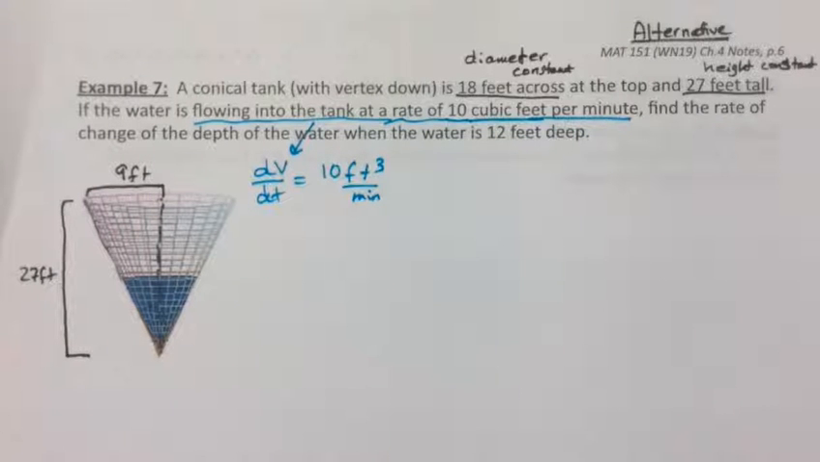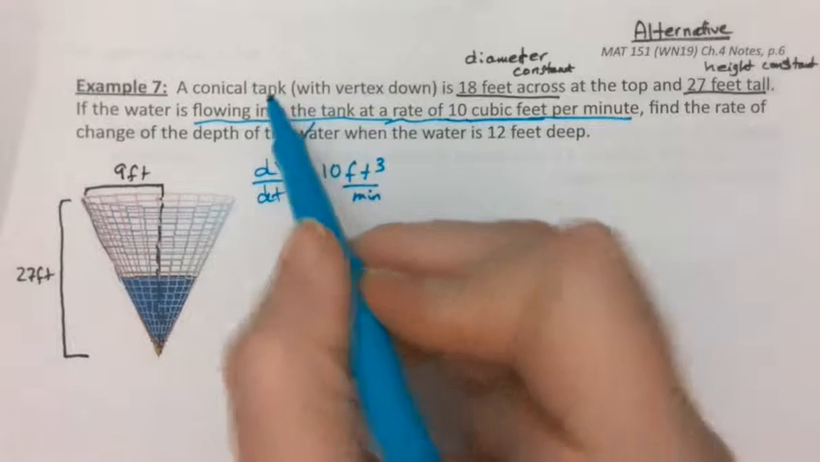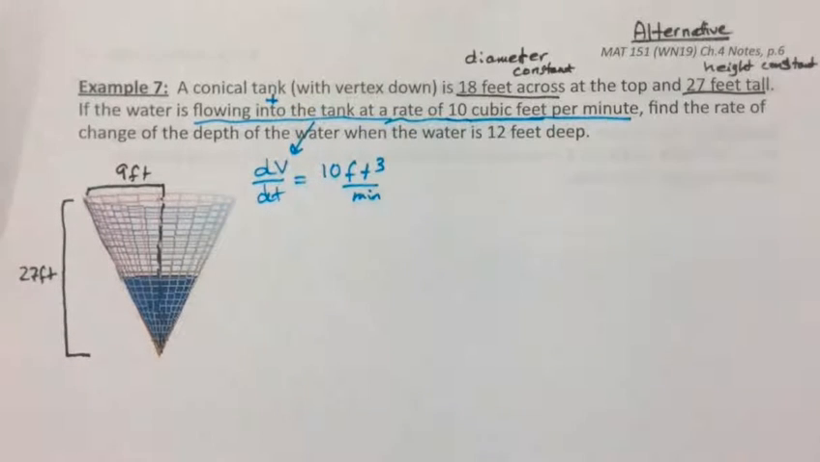So they're giving us dV dt. And since it's going in, that's why it's a positive value here. If the water was flowing out, it would be a negative value. Oh, and real quickly, I'm doing step 1 right here. Right? I'm making a diagram. I'm figuring out the rates that were given and the rates that are being asked about.